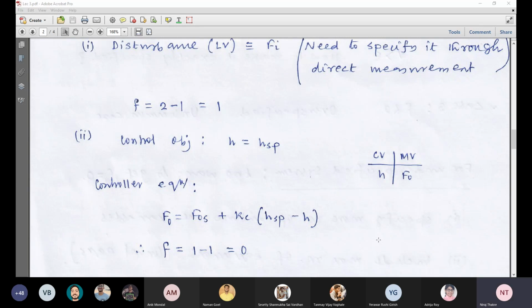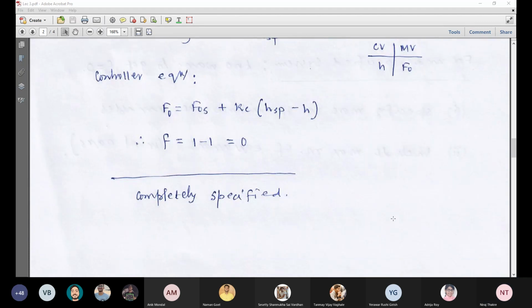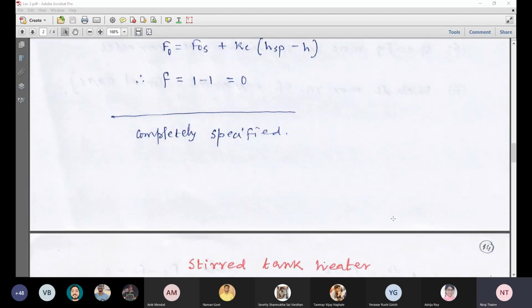We'll discuss this tuning part. I think around 15 to 20% of the total course content will go to controller tuning only: how to determine Kc and other control parameters. So we'll discuss extensively with different methods. We just wait for a few more classes. Anything else? So it is a completely specified system.